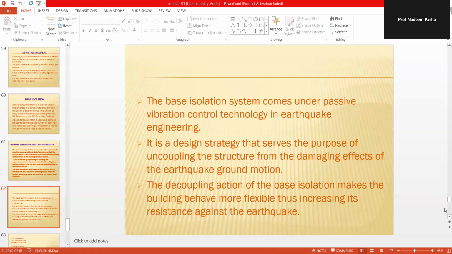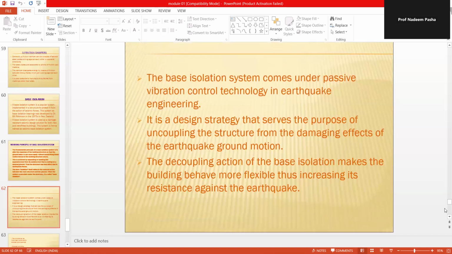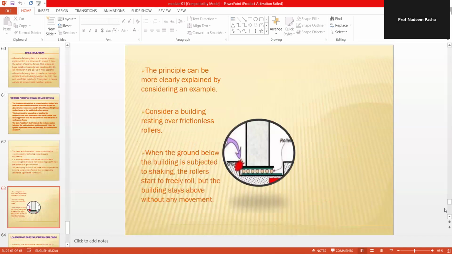Suppose a building is rigid. What will happen during an earthquake is that the substructure will remain in its place and the superstructure may vanish. But if the building is flexible, as is the case in a base isolation system, then as the building behaves flexibly, it increases the resistance of the building against the earthquake. The principle can be more clearly explained by considering an example.